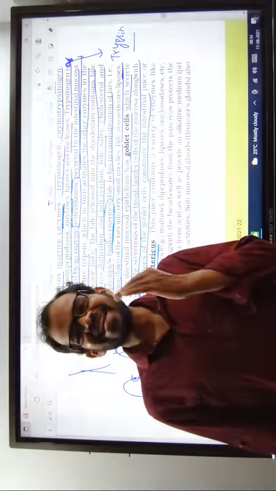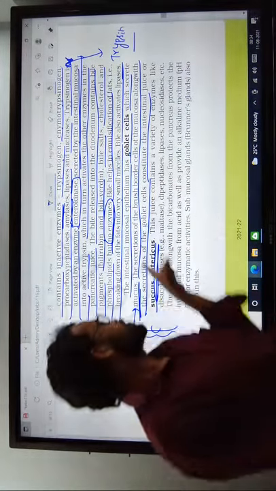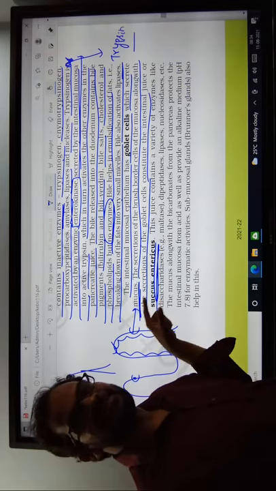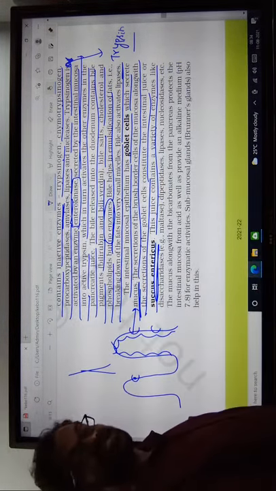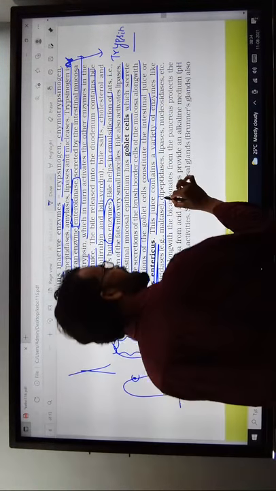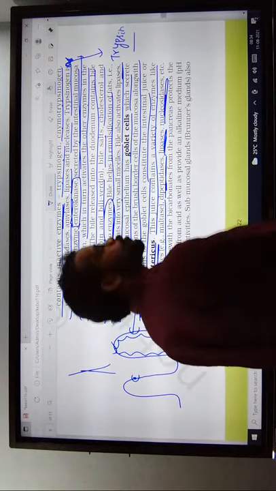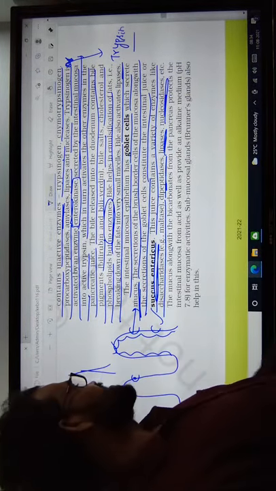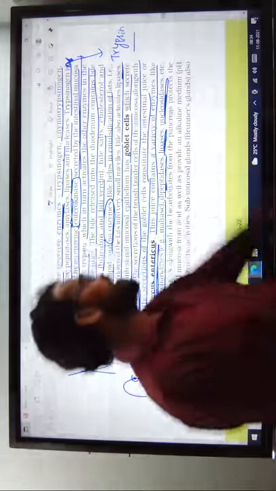What is the other name of the intestinal juice? Succus entericus. What is the composition of the intestinal juices? Disaccharidases, first one maltase. Next one, dipeptidases. Next one, lipases. Next one, nucleosidases. So: disaccharidases, dipeptidases, lipases, nucleosidases.